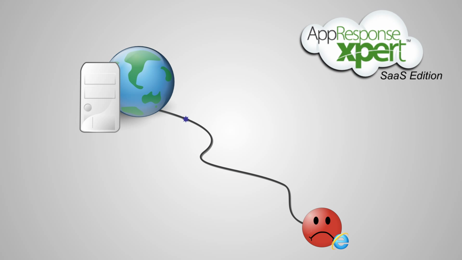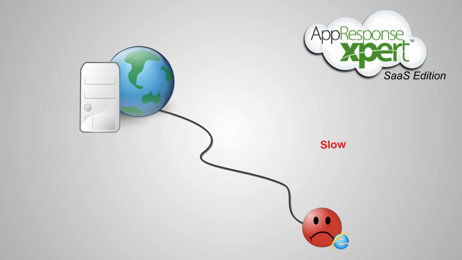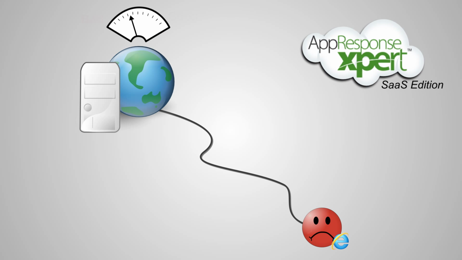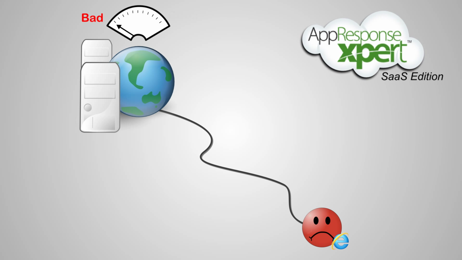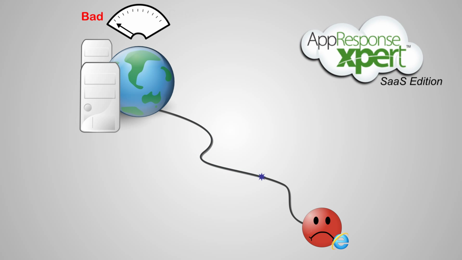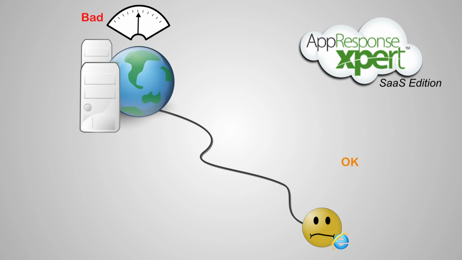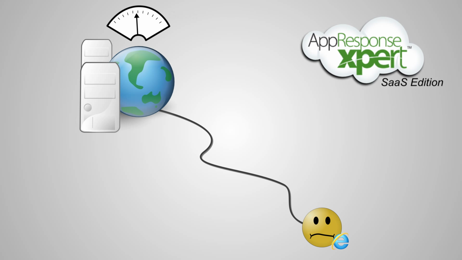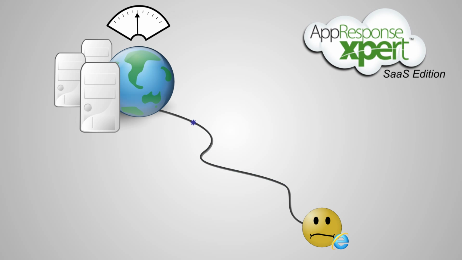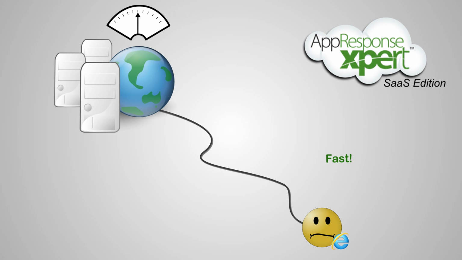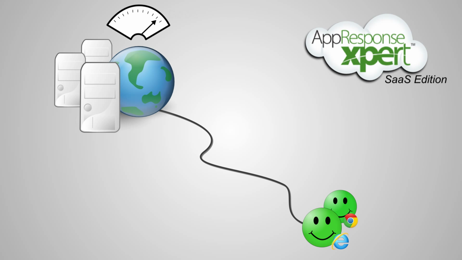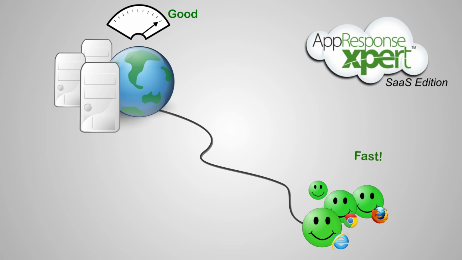OPNET's AppResponse Xpert SaaS Edition is a new approach to web application monitoring. The product monitors end-user experience directly by measuring response time inside the user's own browser with just a small snippet of JavaScript. Information about every single page hit for every user is recorded, no matter how large your website grows.